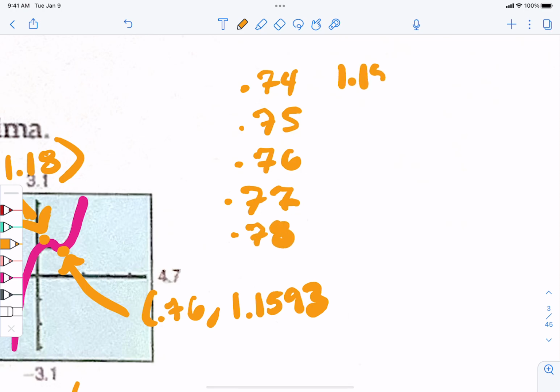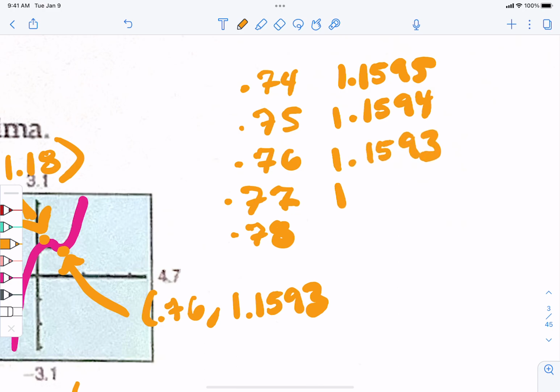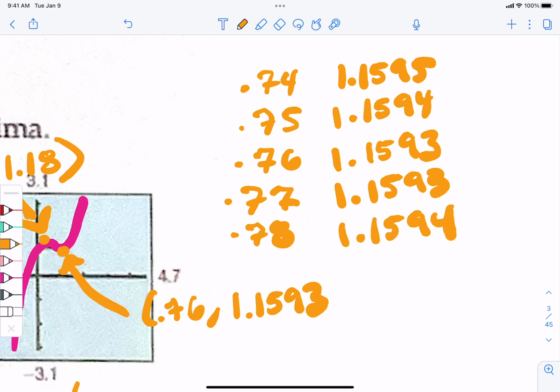You don't have to write this down, but this is what your table looked like, right? 0.74 was at 1.1595, 1.1594, 1.1593, 1.1593, and then it was back up again at 1.1594, okay? So we're looking at these y coordinates. Do you see what's happening? It's going down, it's going down, it's staying the same, and then it's going back up again, right?